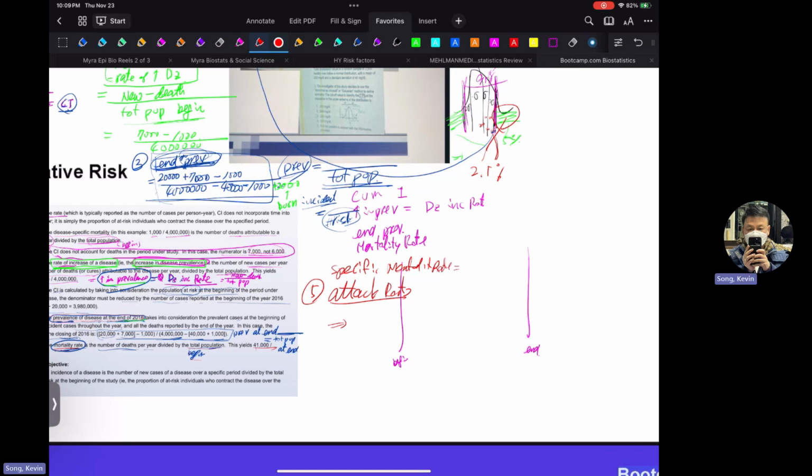Okay, so specific mortality rate is, at the bottom, the number of people who had the disease, which is at the beginning of the year 20,000, right? And then you add 7,000, and then minus 1,000. Those are the people who had it at the end of the year, right? And then the people who died is 1,000. Right? So that's the specific mortality rate.